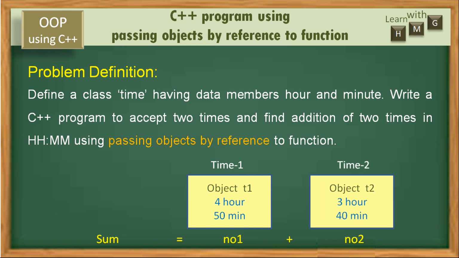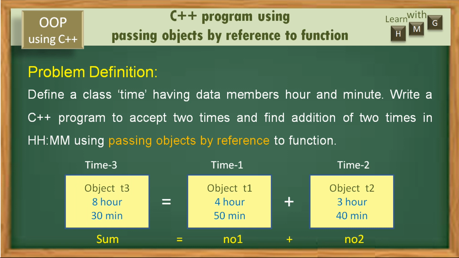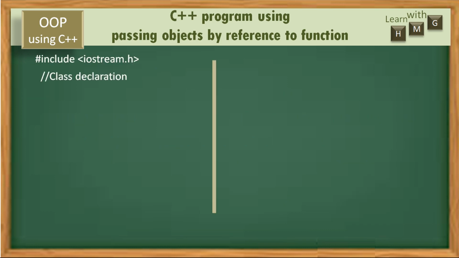These two will represent time 1 and time 2, and they will be added together, and the sum will be stored in a third object, that is object T3, which will be your time 3. And in this way you can see the values, that is 4 hours 50 minutes plus 3 hours 40 minutes is equal to 8 hours 30 minutes. This calculation I already explained in the previous program. The same program we are taking to implement another concept, passing object by reference. So let us start the C++ program.